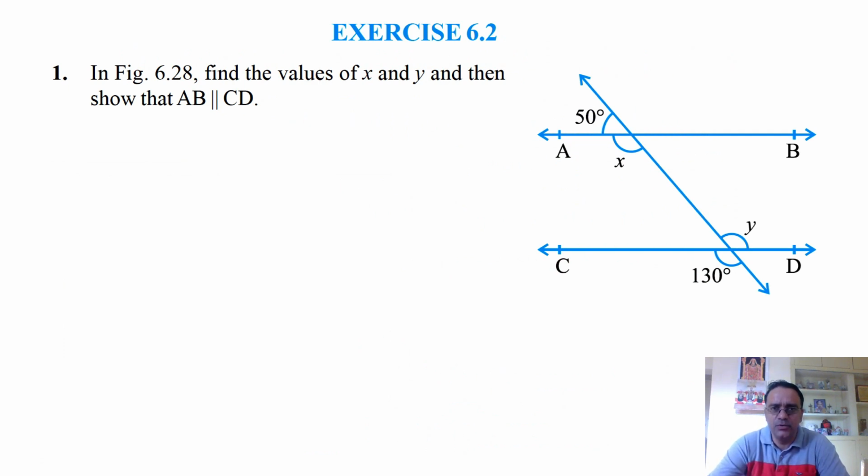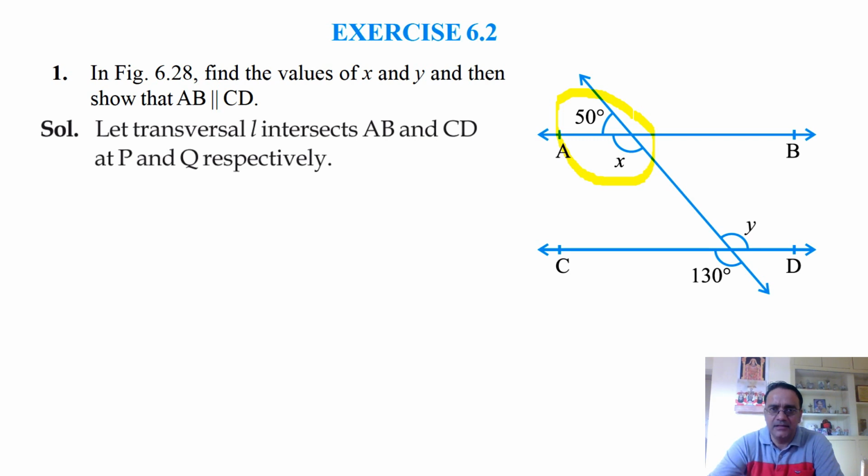In figure 6.28, find the values of x and y and then show that AB is parallel to CD. So first of all, these two angles, angle x and angle 50 degree, these two are in linear pair, right? And here L is a transversal which intersects AB and CD at P and Q, but it is not given that it is parallel. We have to show that AB is parallel to CD.